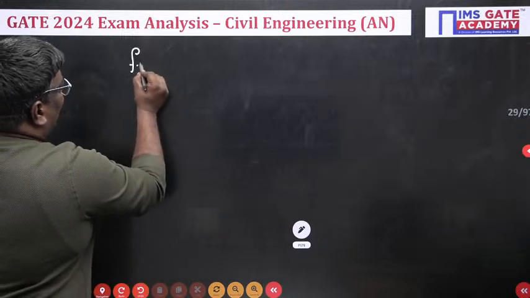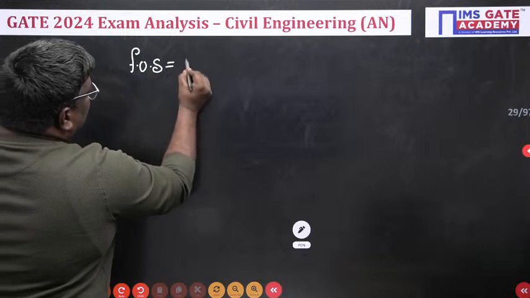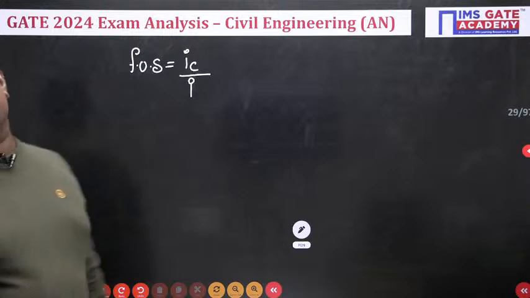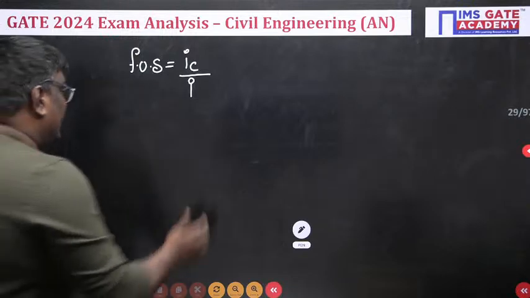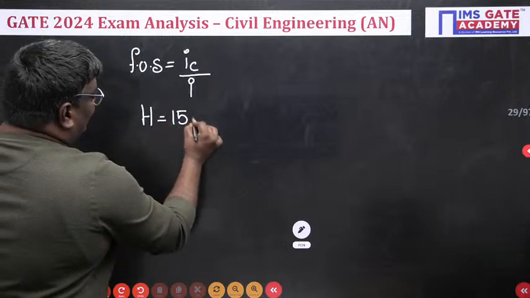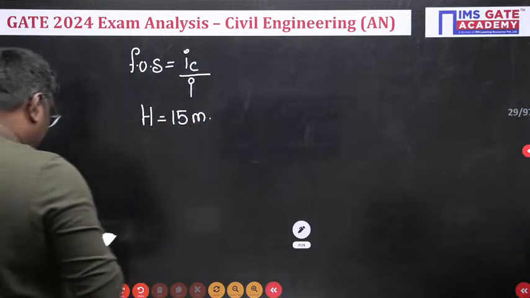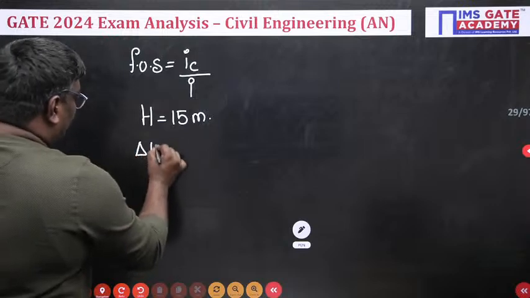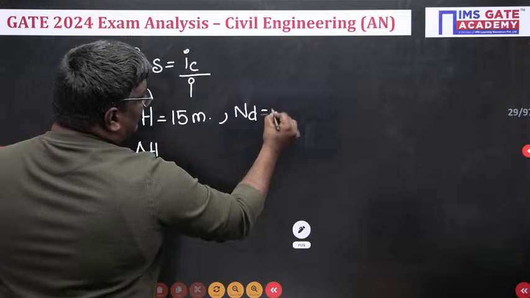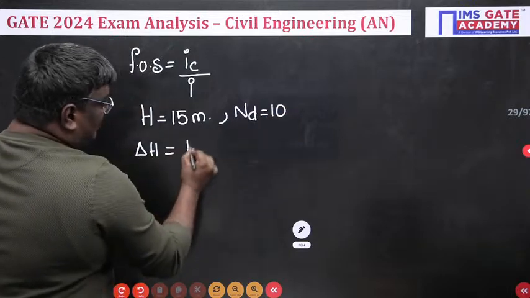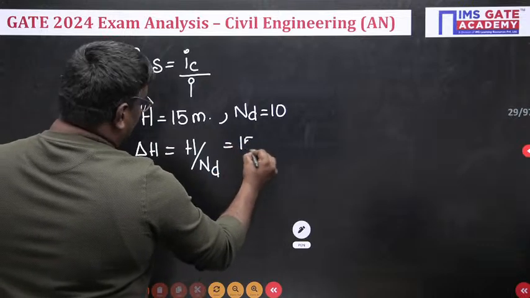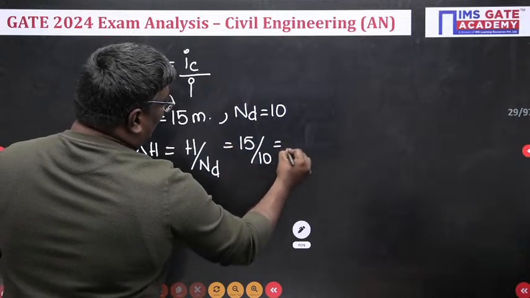If you see the factor of safety for piping, it is given by the formula critical hydraulic gradient upon actual hydraulic gradient. So here, my dear students, the total head is 15 meter in the question. And loss of head per drop: number of drops is how much, sir? Number of drops are 10. So delta H is nothing but H upon ND. Total head is 15, 15 upon 10. So delta H is taken as 1.5 meter.